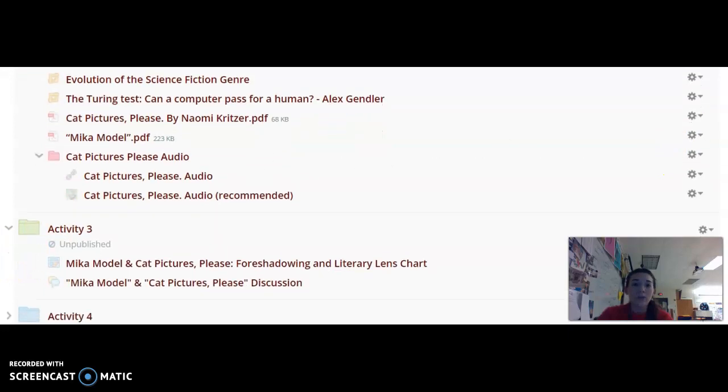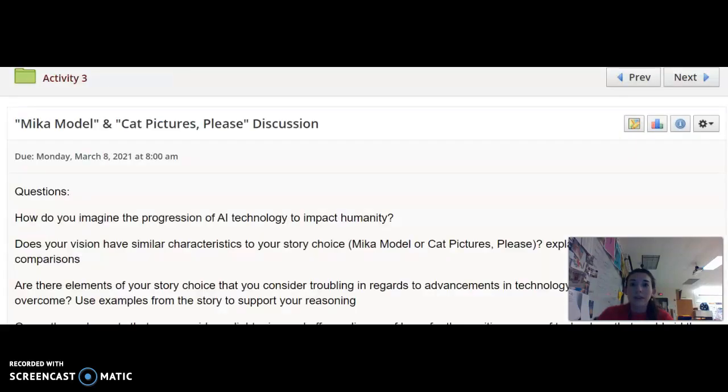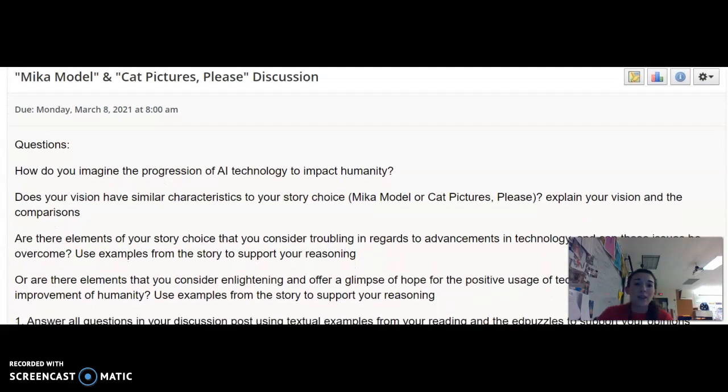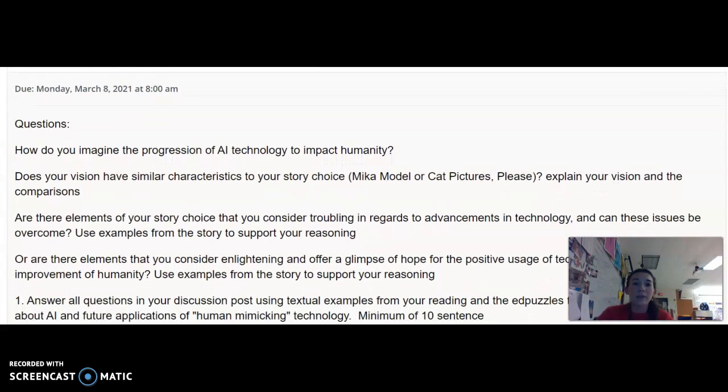Then for those two stories, we have a foreshadowing and literary lens chart. So once again, you're only choosing one of those two stories, either Mika Model or Cat Pictures Please, and completing the foreshadowing and literary lens chart for one of them, and then also completing a discussion. So your discussion will be focused on one of these two stories, and your discussion is going to talk about how do you imagine the progression of AI technology to impact humanity? How does your vision have similar characteristics to your story choice, either Mika Model or Cat Pictures Please?